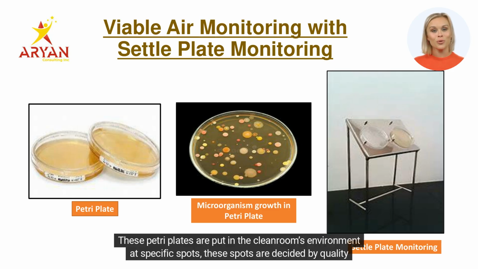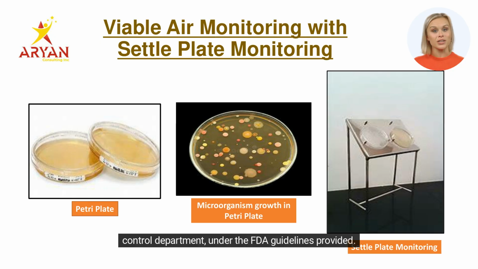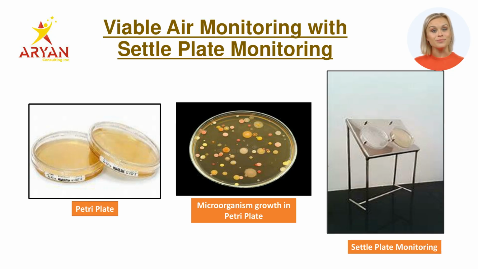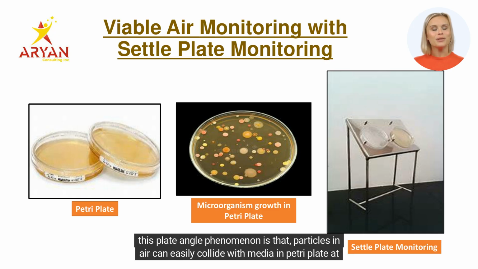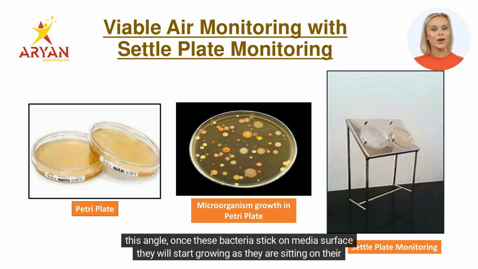These Petri plates are put in the cleanroom's environment at specific spots. These spots are decided by the Quality Control Department under the FDA guidelines provided. One important point is that these plates are at an angle, as you can see on your screen. The reason behind this plate angle is that particles in air can easily collide with the media in the Petri plate at this angle. Once these bacteria stick on the media surface, they will start growing as they are sitting on their food.